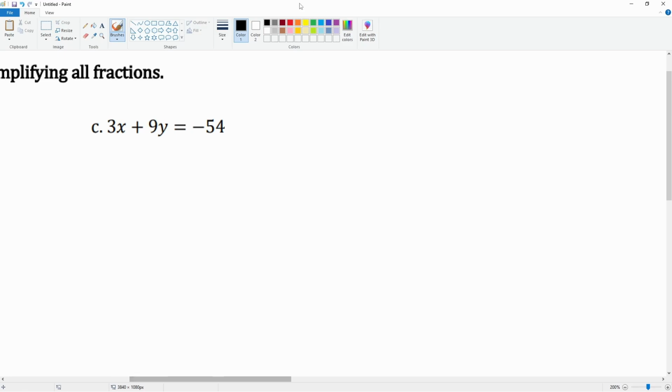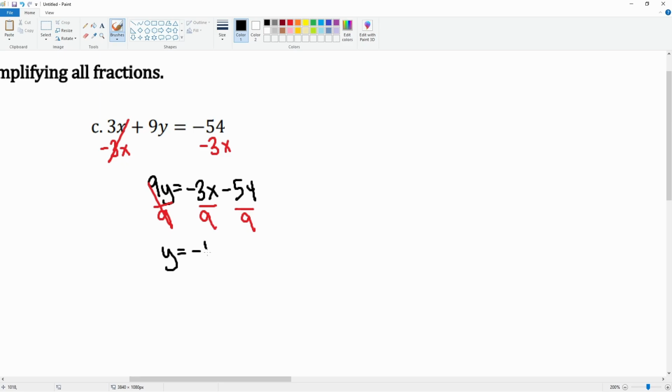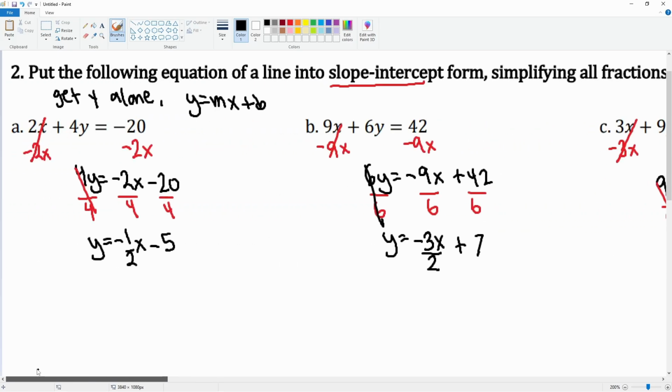And then C, we're going to subtract 3x to both sides to start to get the y alone. The left side here cancels with the 3x. We are left with 9y is equal to negative 3x minus 54. Then we divide by 9 to everything on the left and on the right. We get y is equal to, we can simplify this fraction as negative 1/3 x minus 6. There you go. That is how you simplify the equation into slope-intercept form.